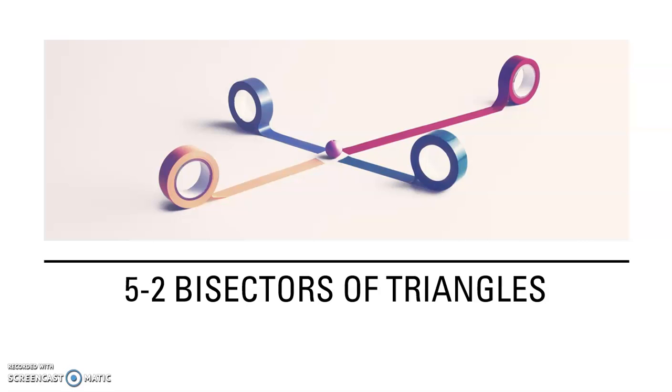Hi everyone, and welcome to Geometry Lesson 5.2, Bisectors of Triangles. What we're going to be doing is taking the things that we learned about in Lesson 5.1, perpendicular bisectors and angle bisectors, and we're actually going to be putting them into some triangles. But first, we have some terms to look at.